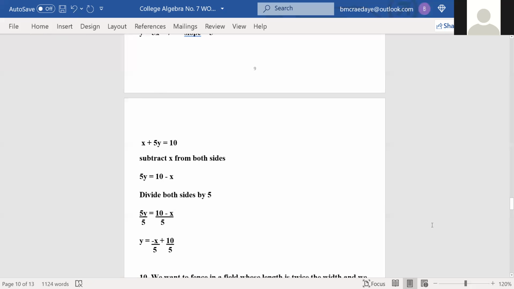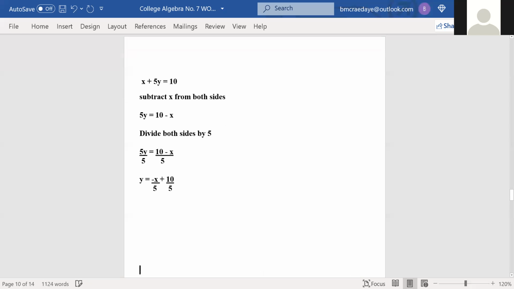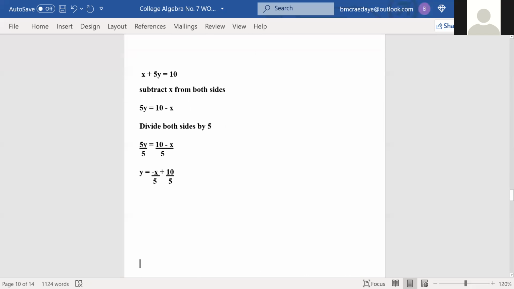Now, what is that equal to, Latoya? I can't see it. Okay, now you can see it. What is that? So y would be what? y equals minus.